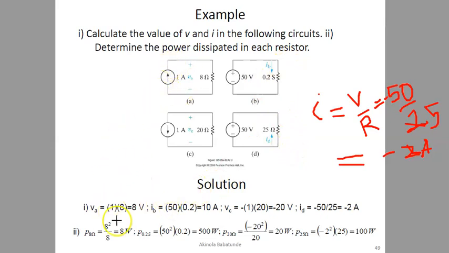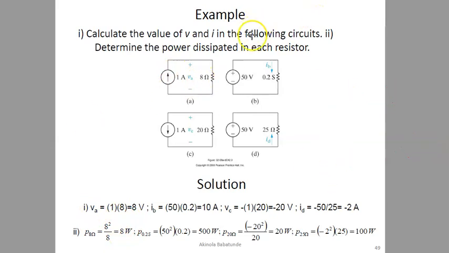The power dissipated in the first resistor here, we know that power is equal to IV, and it can also be equal to I squared R. It can also be equal to V squared over R. So in this case, if power is equal to IV, our I is 1, our V is calculated to be 8 volts. So 1 times 8 will give us 8 watts. You can use any of the expressions of power, you arrive at the same thing.